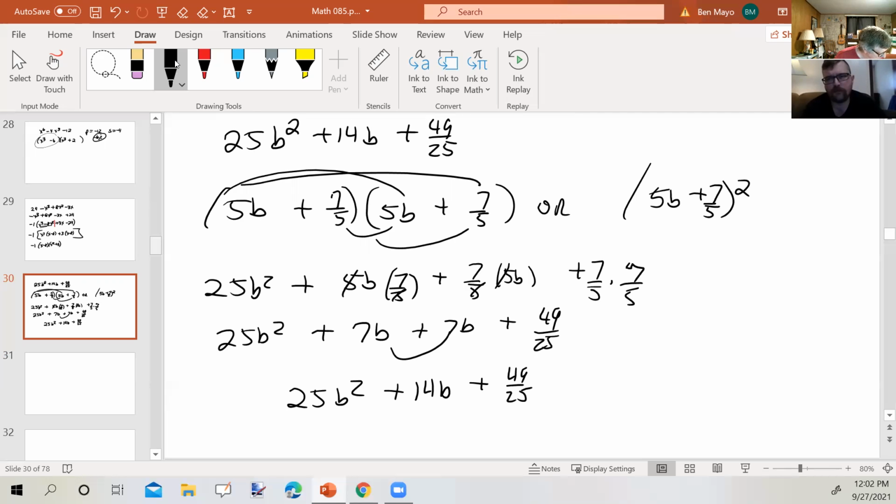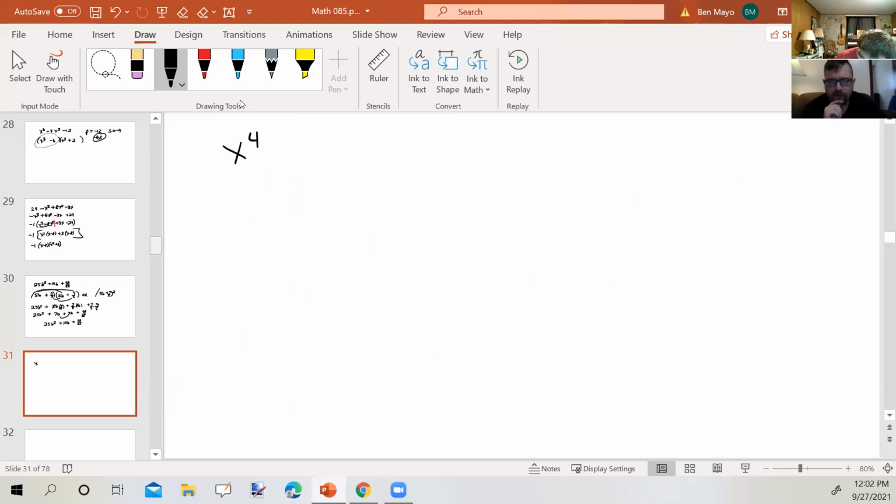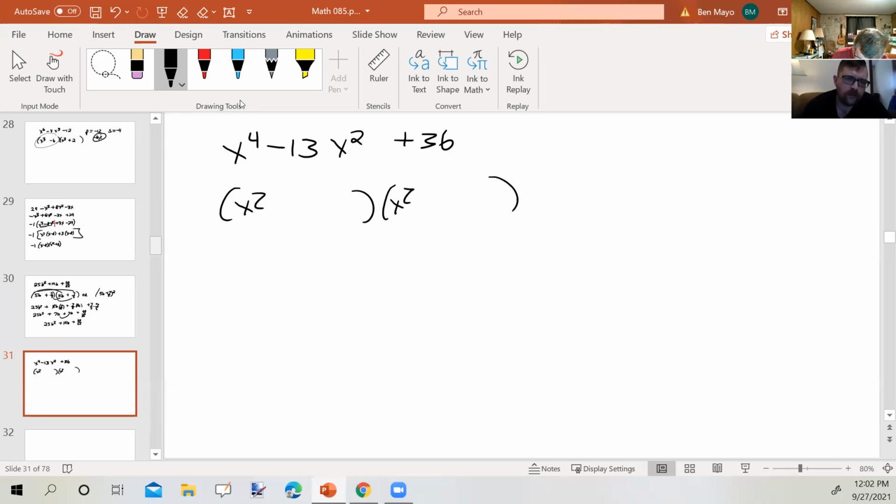How about this one? X to the 4th minus 13x squared plus 36. Okay. This is a trinomial in standard form. No greatest common factor. It could be a perfect square. But it would have to be negative. Wait a minute, that doesn't give us negative 13x squared. Does that mean it's prime? No, it just means it's not a perfect square.